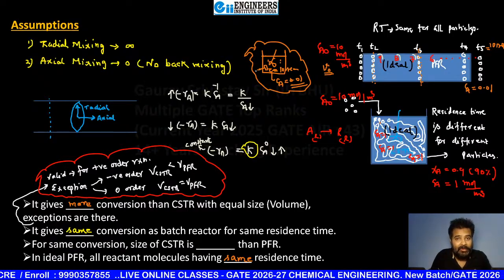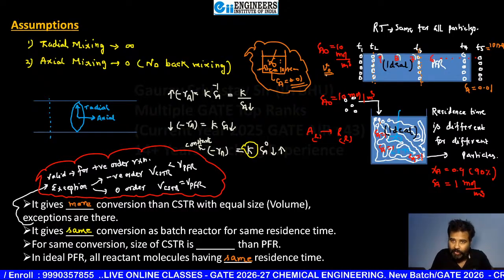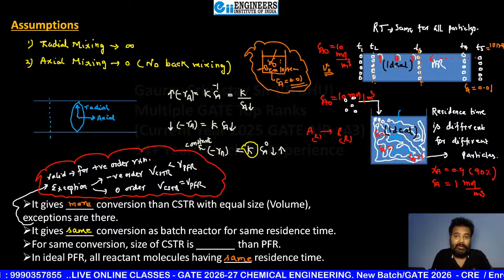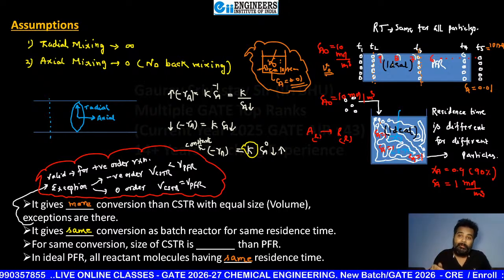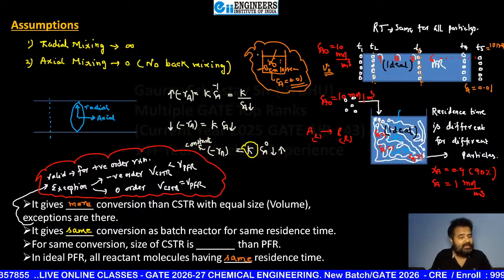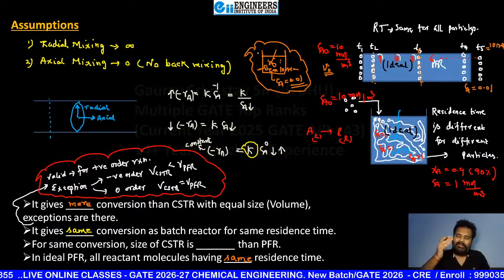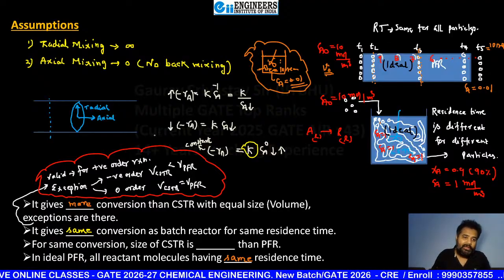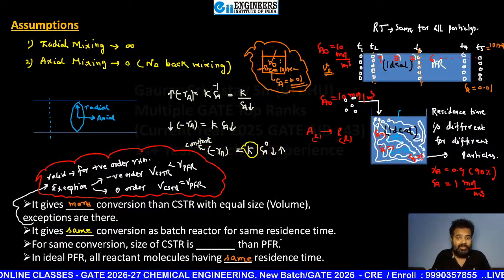If you give the same time in the batch reactor according to this flow rate, the time that the reactant is going to spend in this PFR, if you allow the same time in the batch reactor, the composition at that time, or you can say the conversion at that time, will remain the same. So it gives the same conversion as a batch reactor for the same residence time.